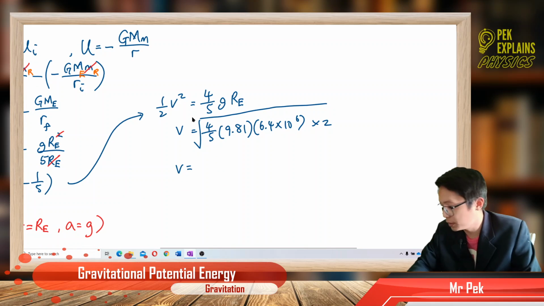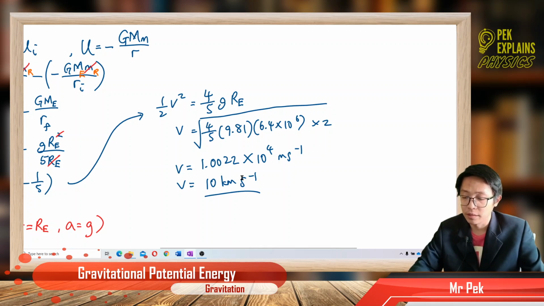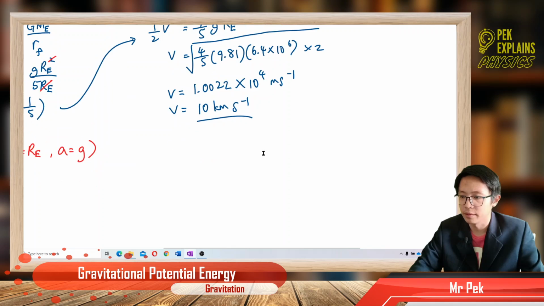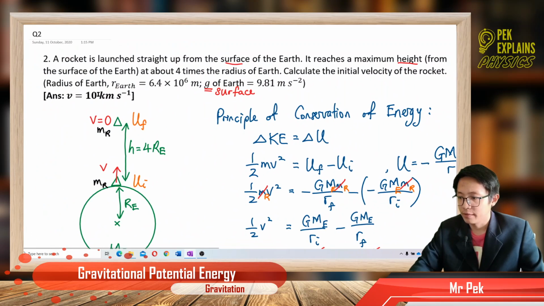So the speed we finally get is 1.0022 times 10 to the power 4 meters per second, or actually 10 kilometers per second. In 1 second it traveled 10 kilometers. That is so fast, the rocket. So this is the answer. Is it correct? Yes.